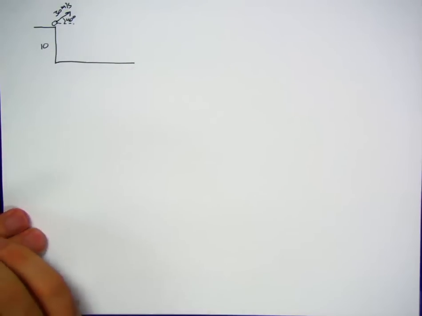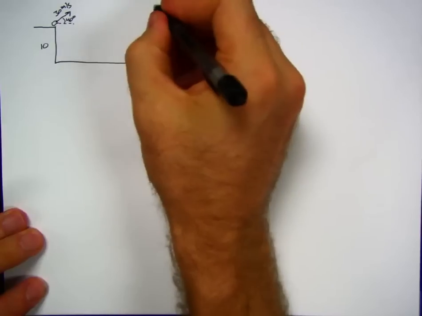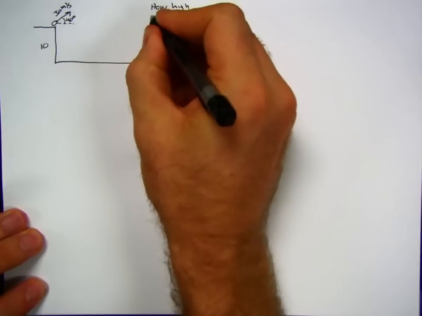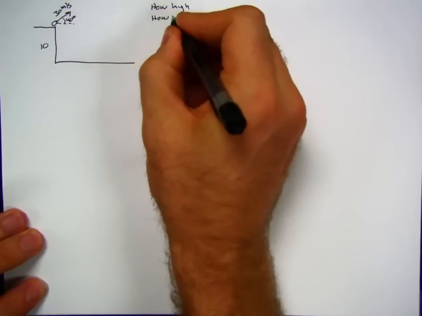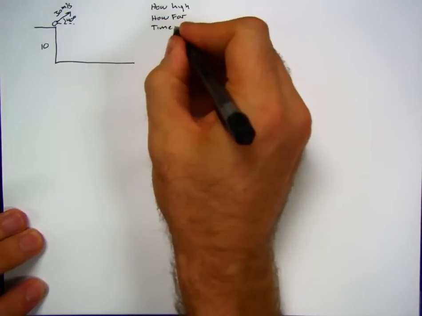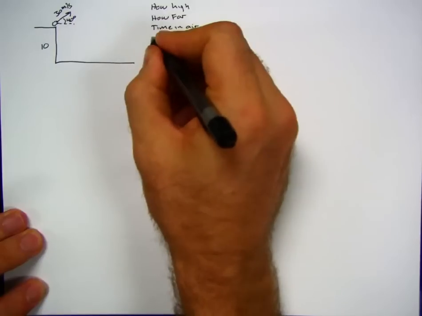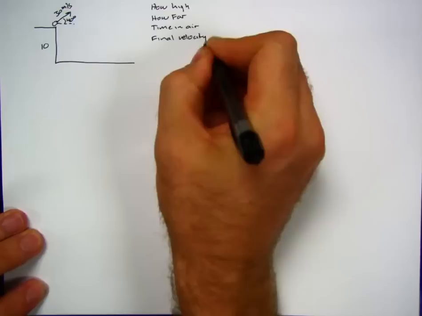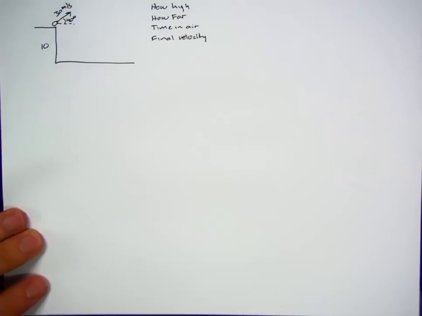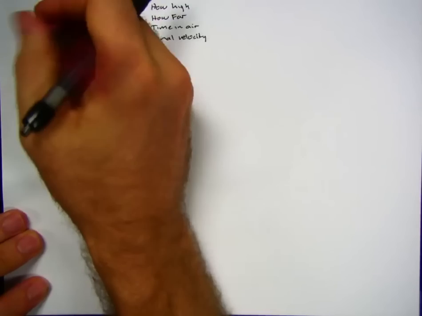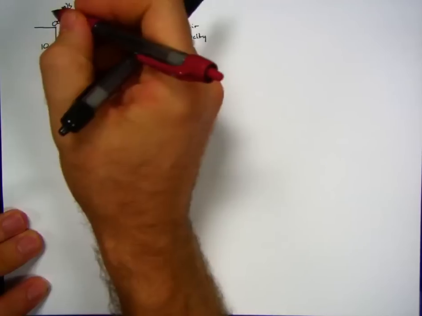And again, we can ask all the standard questions. How high, how far, time in air, and final velocity. All right, now this is getting kind of boring because we've done this so many times. We know that that 30 meters per second isn't in our coordinate system.